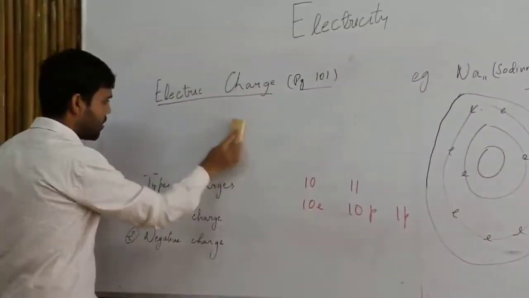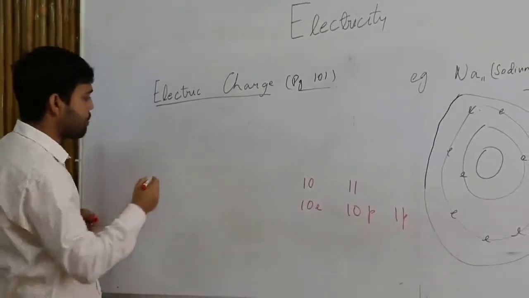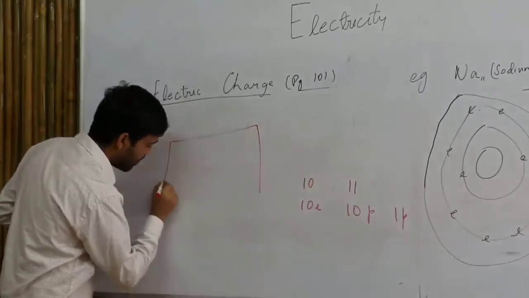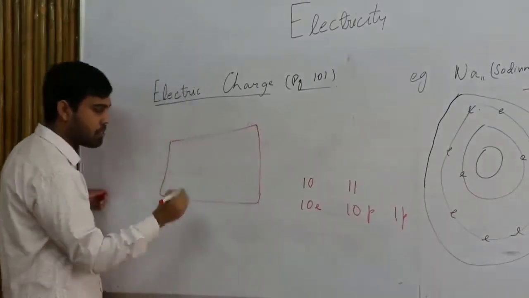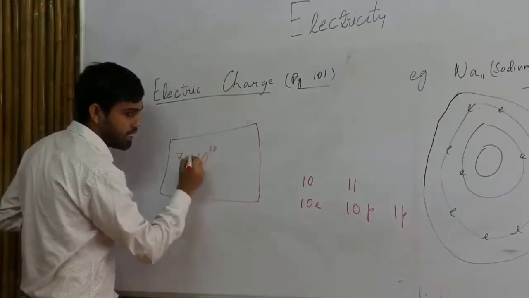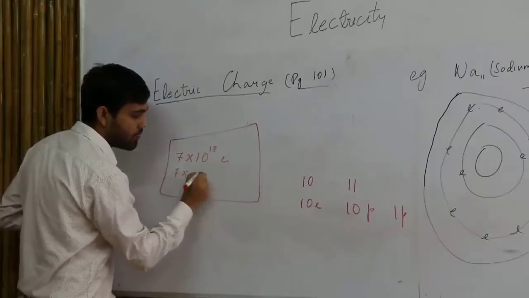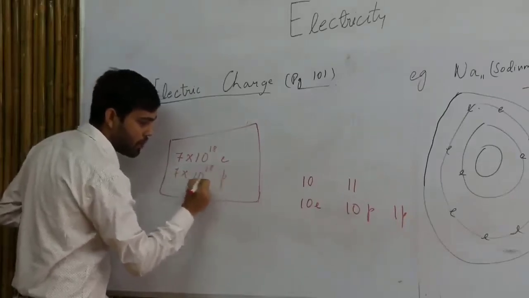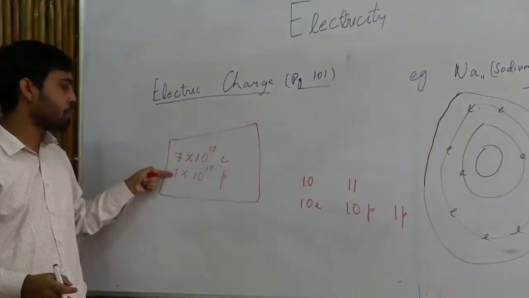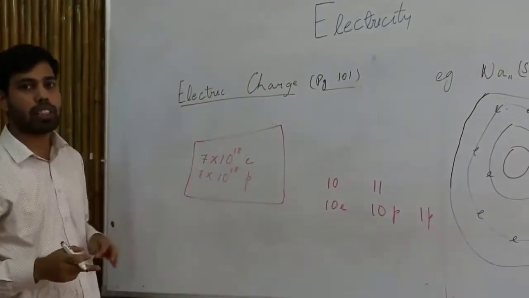What I mean in here is something like this. Suppose I have a block of material. In this block of material, suppose I have 7 into 10 to the power 18 electrons and 7 into 10 to the power 18 protons. As you can see, the number of electrons and the number of protons are the same. So this is electrically neutral. There is no charge in it.